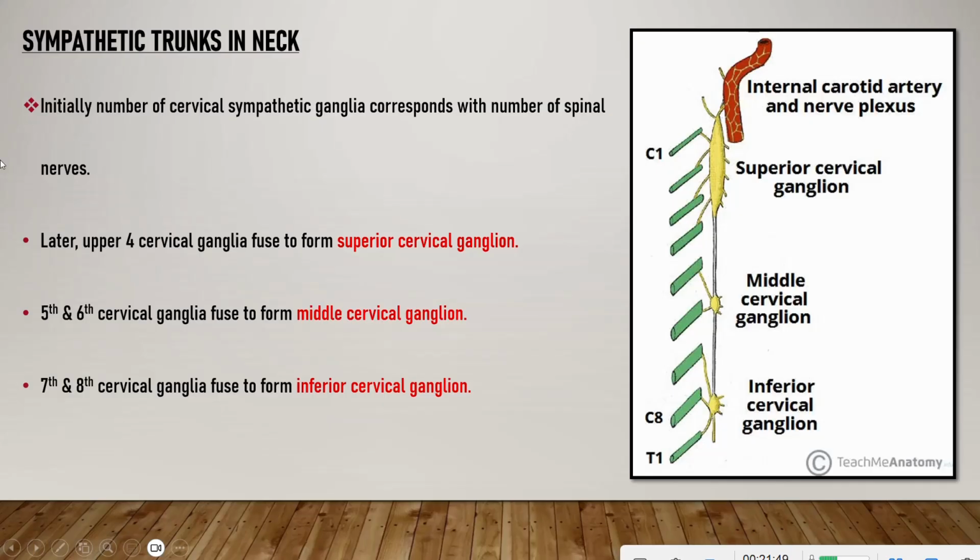Now, initially the number of cervical sympathetic ganglia corresponded with the number of spinal nerves. So how many spinal nerves are there? C1, C2, C3, so corresponding to all the cervical spinal nerves, there are 8 spinal nerves. So corresponding to that there were 8 cervical ganglia. But later the upper 4 cervical ganglia form the superior cervical ganglion, the 5th and 6th form the middle cervical ganglion, and the 7th and 8th form the inferior cervical ganglion.